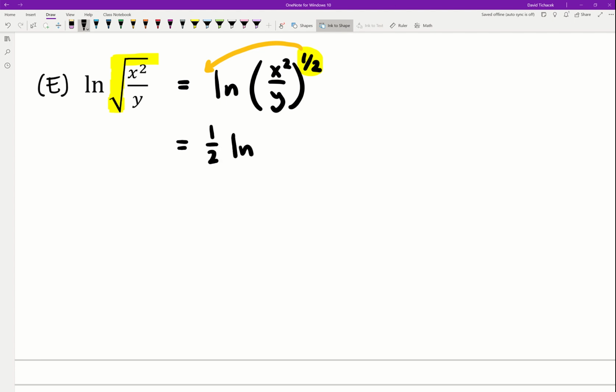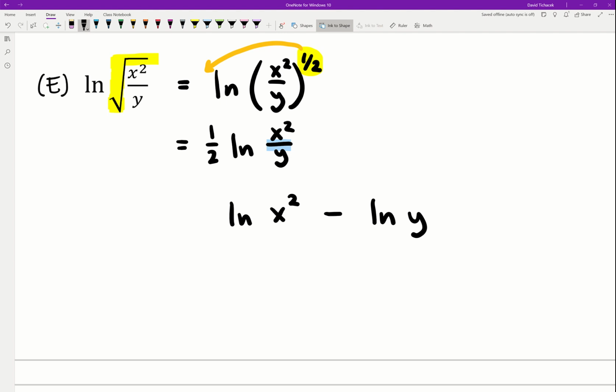So we're going to have 1/2 times the natural log of x squared divided by y. Okay. The next thing that you will want to notice is that you are taking the log of a division, and so if it's a division on the outside, we know that that's going to be a subtraction between two logs on the outside here. So that's going to be the natural log of what's on top, x squared, minus the natural log of what's on bottom, which is y.